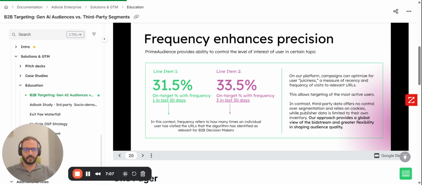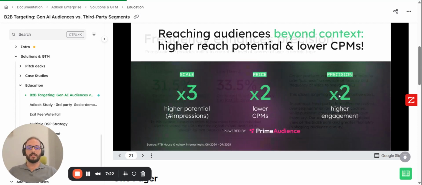In contrast, third-party cookie data offers no control over segments and relies on outdated targeting methods, while the publisher data is limited to their own inventory. Our approach provides a global view of the bid stream and greater flexibility in shaping audience quality.